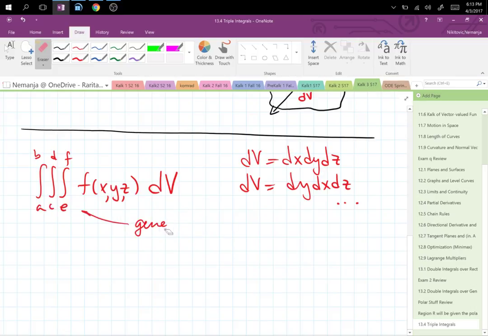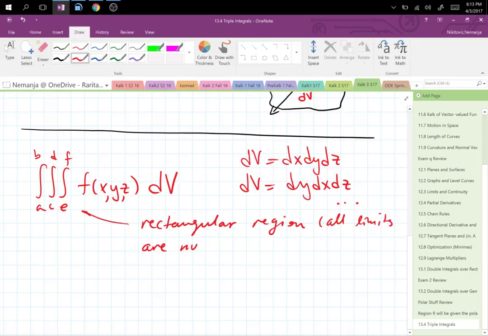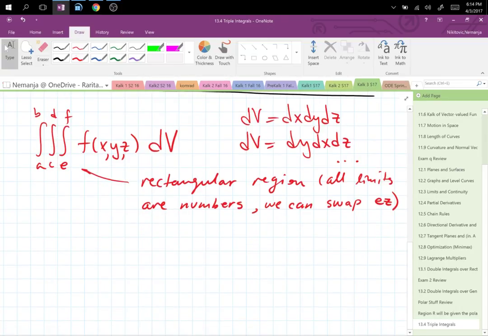So that's the general region. Sorry, not general region, rectangular. All limits are numbers, so we can swap. Easy, right? So we can swap easily. So that's our rectangular region.